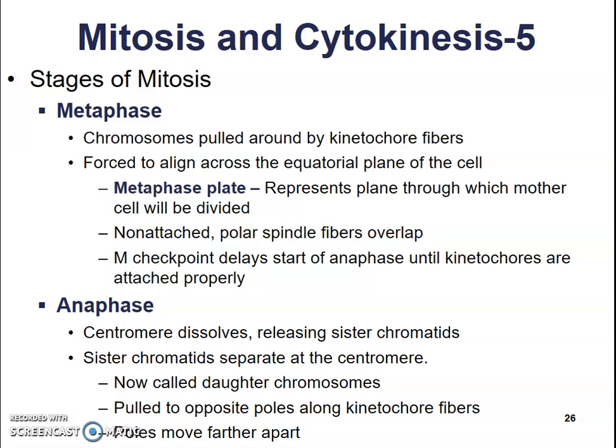Once they're lined up correctly, anaphase starts. That's when the centromere dissolves and the sister chromatids are no longer attached to each other. They're now called daughter chromosomes, and they are pulled to opposite sides of the cell by that kinetochore where they're attached to those fibers. And they will move further and further apart until they are at opposite sides of the cell.